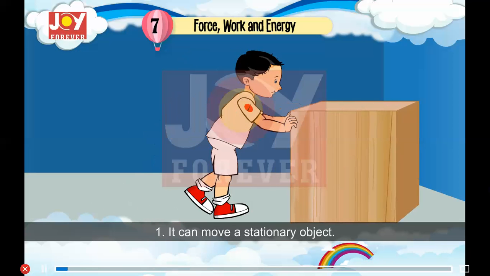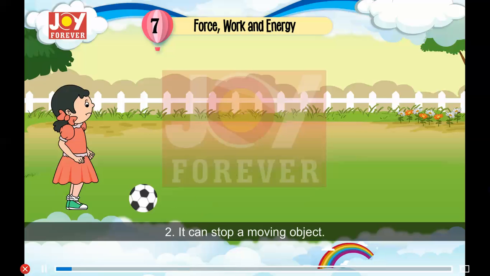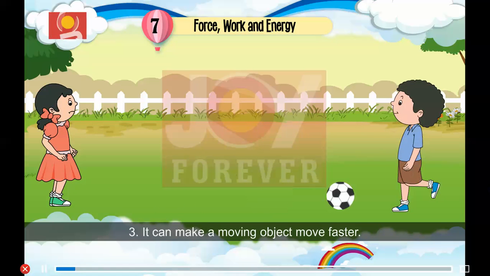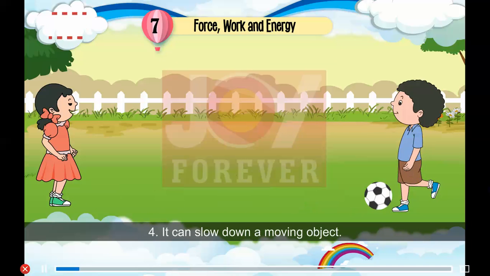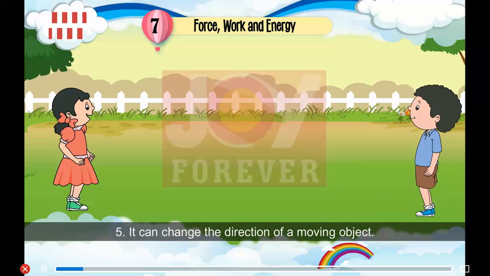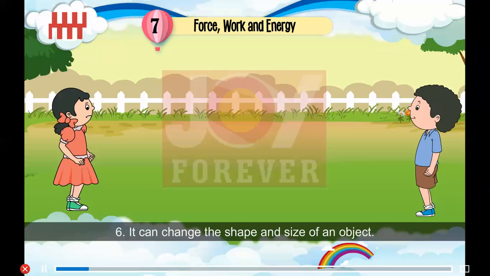1. It can move a stationary object. 2. It can stop a moving object. 3. It can make a moving object move faster. 4. It can slow down a moving object. 5. It can change the direction of a moving object. 6. It can change the shape and size of an object.